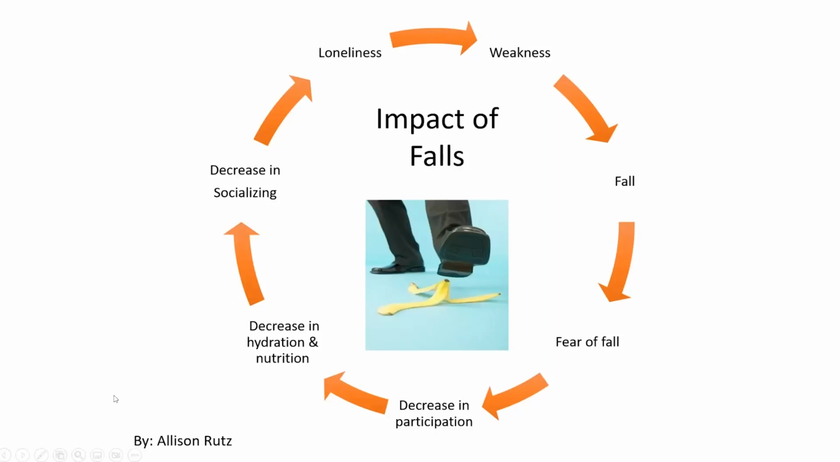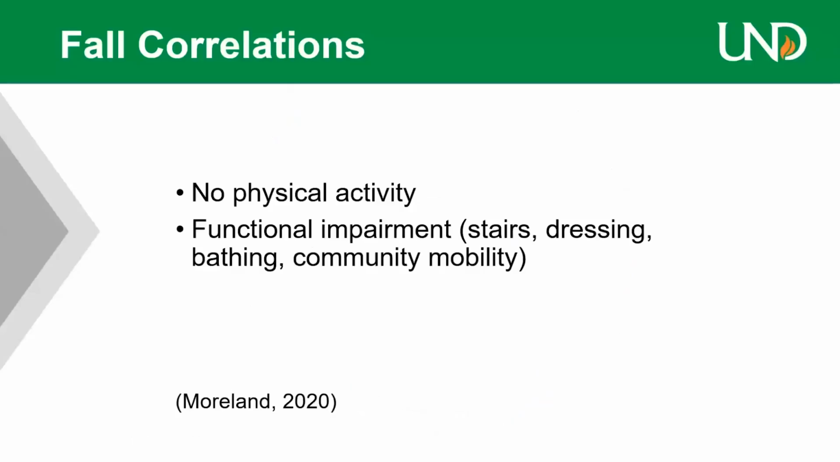If they're not going out to participate socially, then they end up being lonely, and loneliness keeps them in their house, and it can cause additional weakness, which contributes to another fall, and then the vicious cycle keeps going. So what we want to do is assess for all of these risk factors with falls, and then help them engage in participation of meaningful activities. So there are other fall correlations.